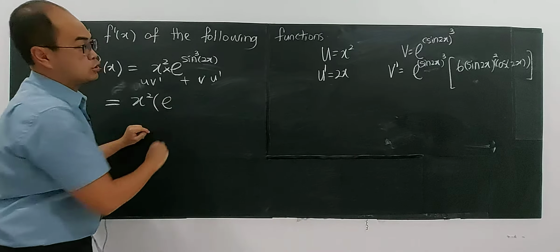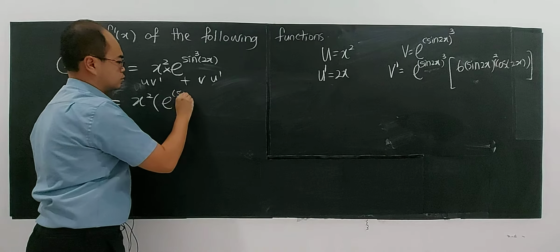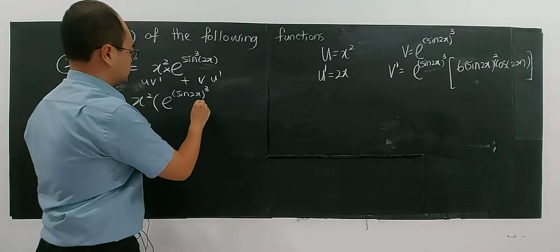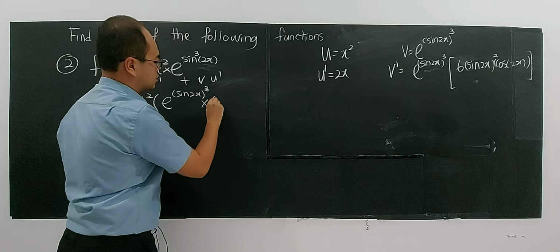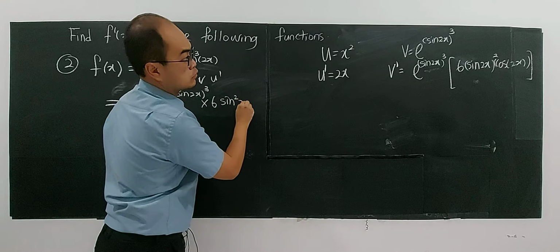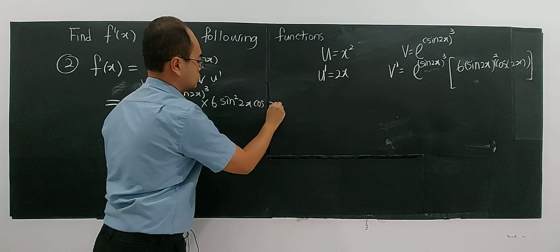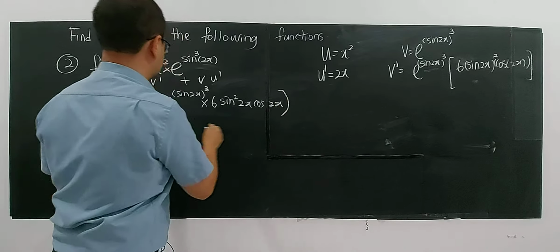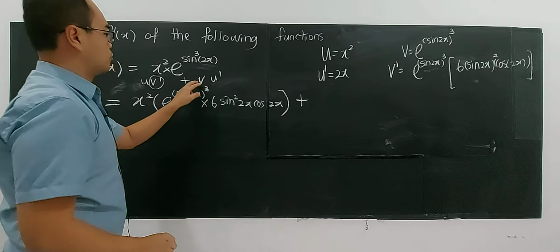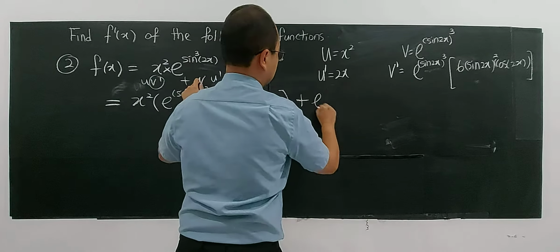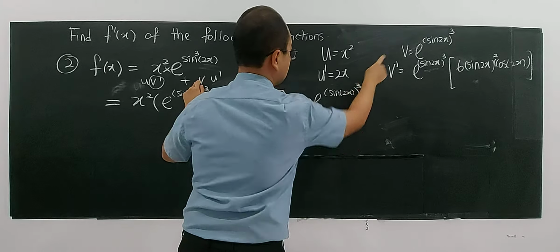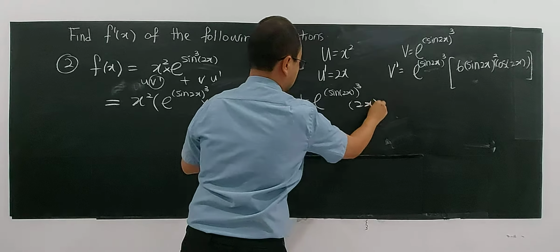You have the exponential e to the power of sine 2x to the power of 3, multiplied with 6 sine squared 2x cos 2x. This is your v prime, right? Your u v prime. Then plus v, which is e to the power of sine 2x to the power of 3, times u prime, 2x.